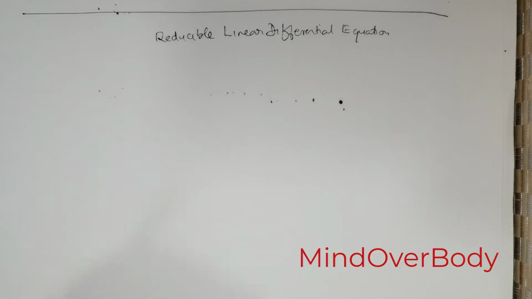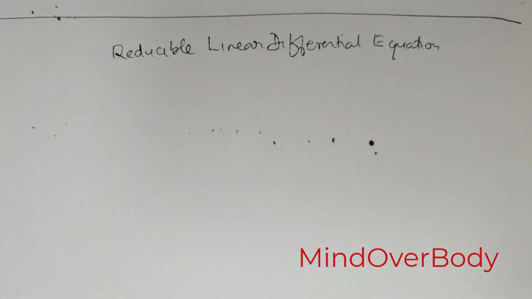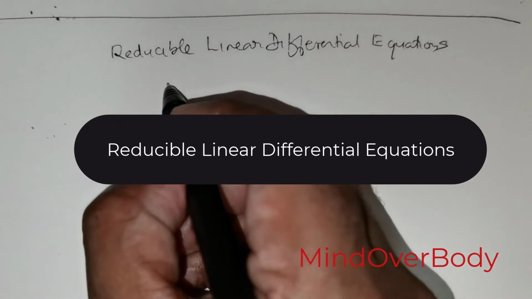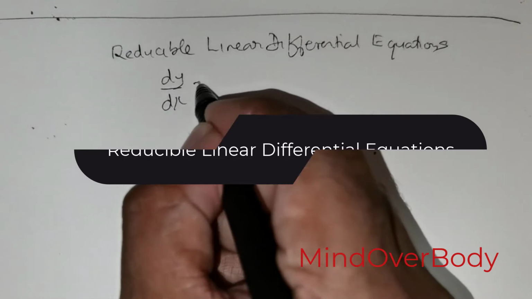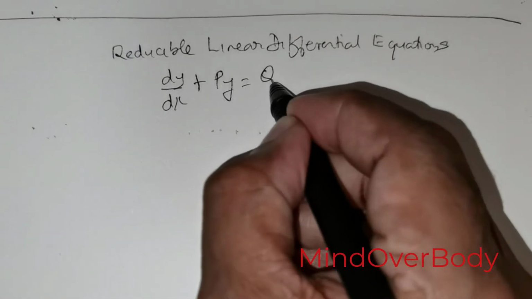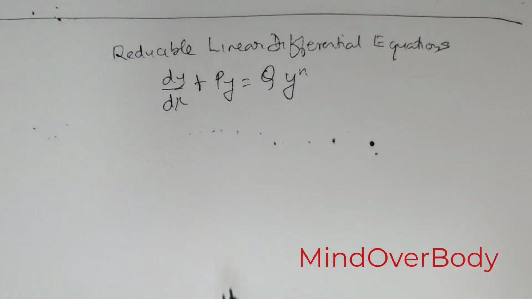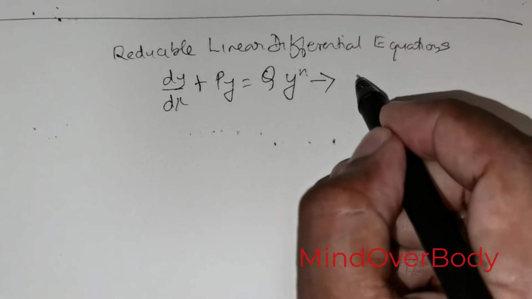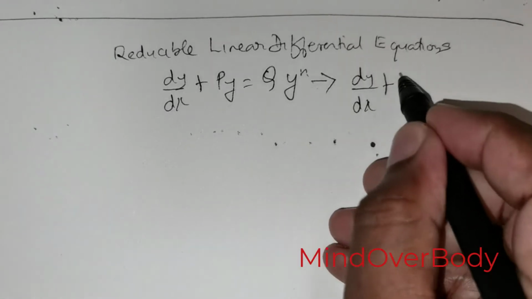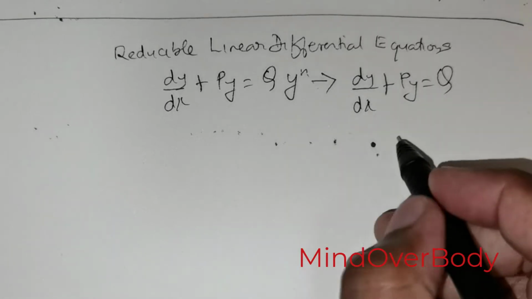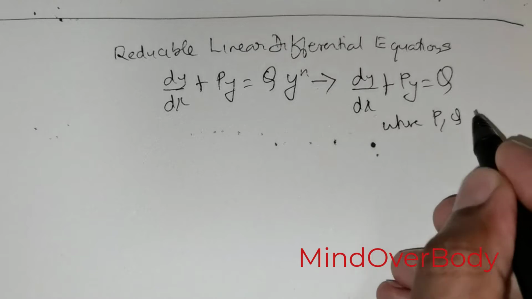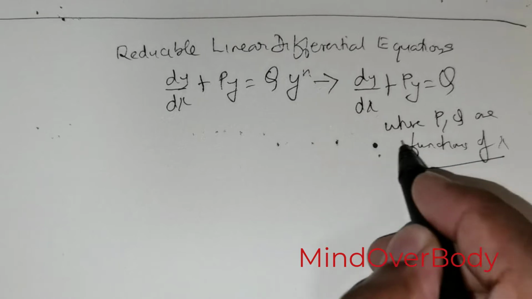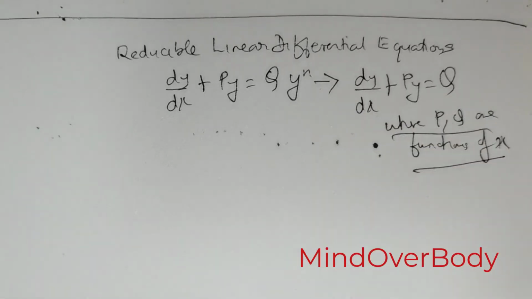Welcome students, in this class we will be learning the concept of reducible linear differential equations. So the form that we are looking at is dy/dx + p·y = q·y^n. Now this is the form we will be coming across, and we will have to convert this into dy/dx + p·y = q, where p, q are functions of x. So this is what we are trying to achieve.